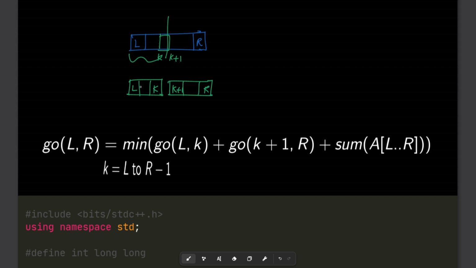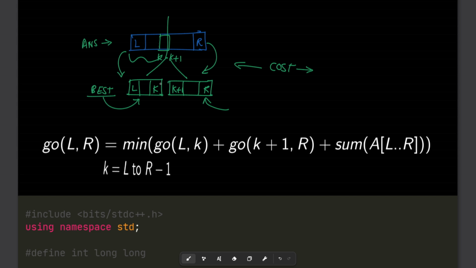This is the main idea, and let's say we need to know the answer for this. It will be computed by finding out the best answer for these two choices, this one and this one, and combining them with the cost associated with that merge, and that cost will be the sum of elements in that entire range, right?